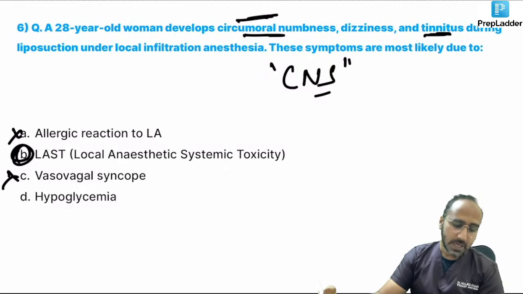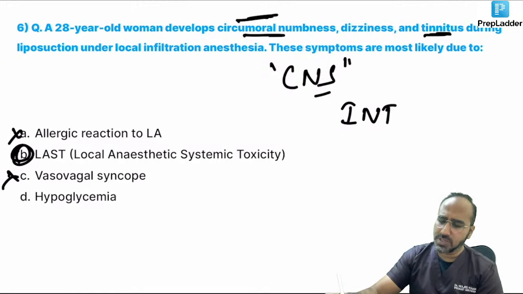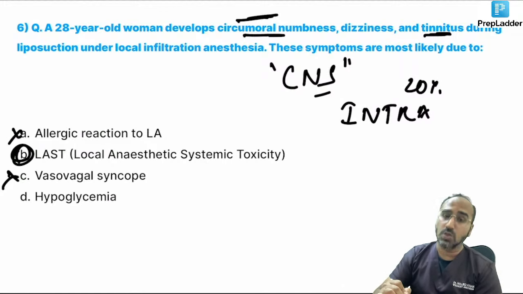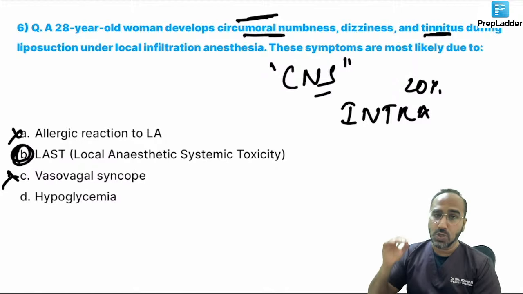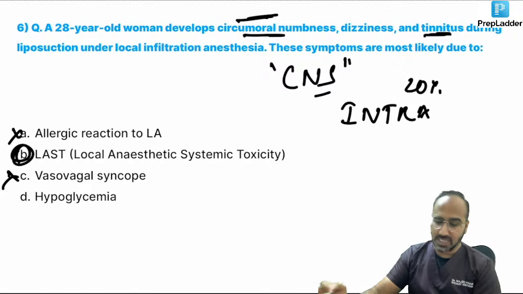Now guys, my question to you is, how will you manage it if the patient develops local anesthetic systemic toxicity? The treatment of choice is intralipid solution. How much percentage, guys? 20% intralipid solution. My question to you was, at what sites do you give local anesthetic which will predispose the patient to develop toxicity?